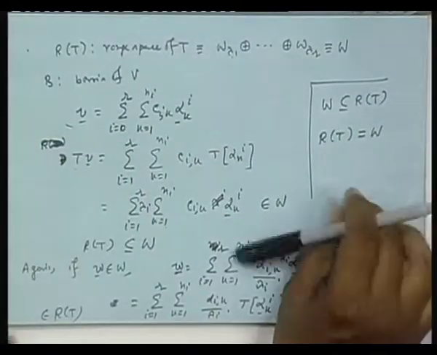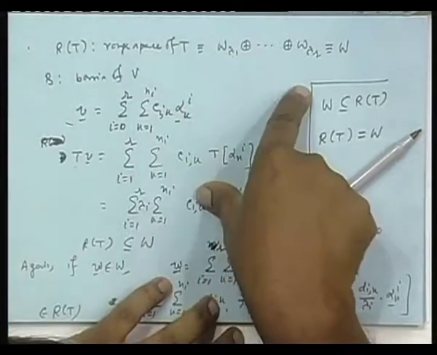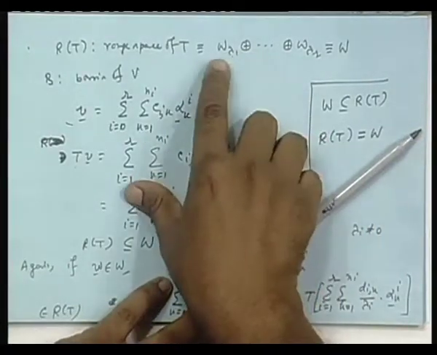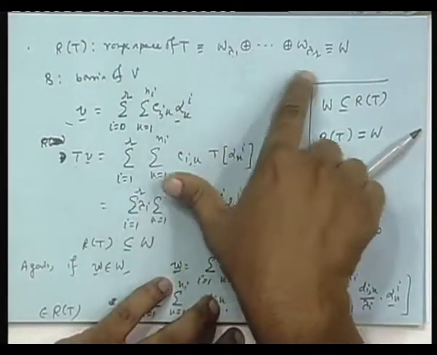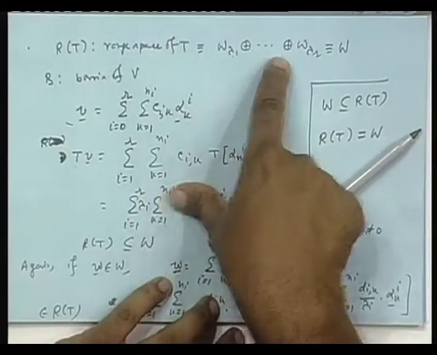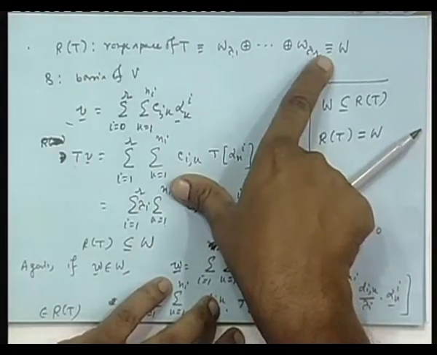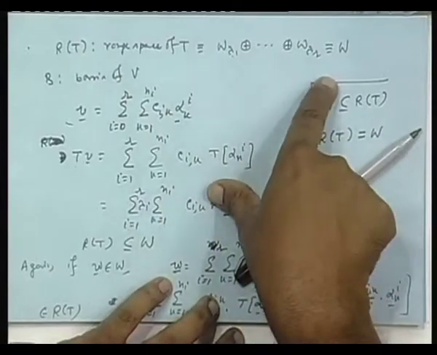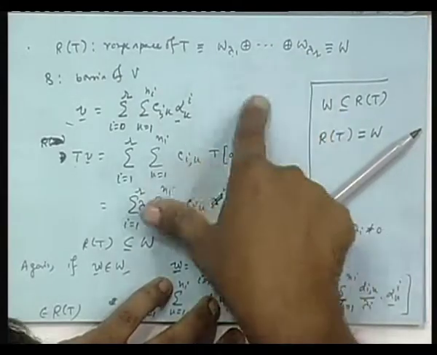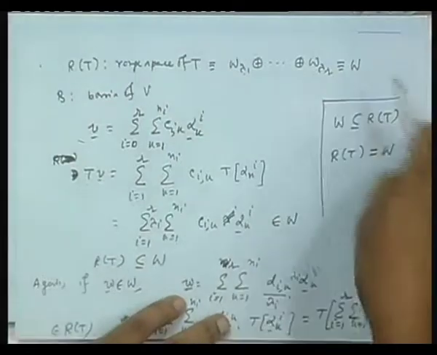This also shows, if this is the range space, what is the dimension here? The dimension is n1 plus n2. If you sum up the dimensions of the respective subspaces, here you have n1, here n2, dot dot dot, nr. What is the dimension of W? n1 plus n2 plus dot dot dot plus nr. So that is the dimension of W, meaning the dimension of the range space, meaning the rank. So what is the rank of T?